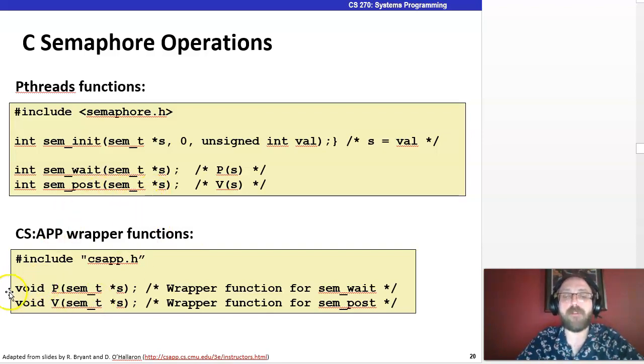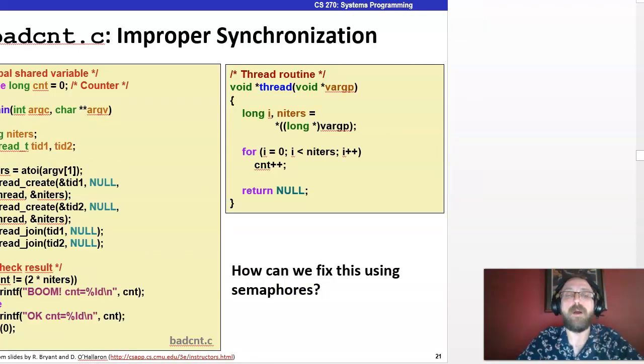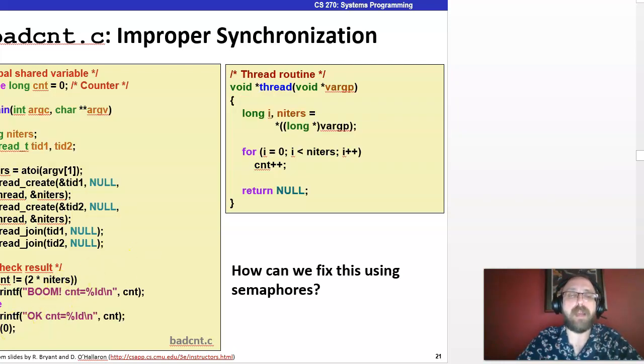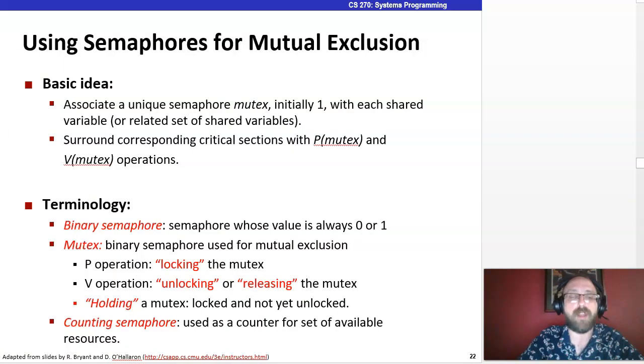There are a couple of wrapper functions provided in CSAPP for that, called P and V, which check the error value and so on. So that also makes it a little closer to the usual computer science terminology instead of the POSIX terminology. All right, let's take a look. Well, we looked at bad count, which unfortunately is being cut off here, but it's the same thing we saw in the last video.